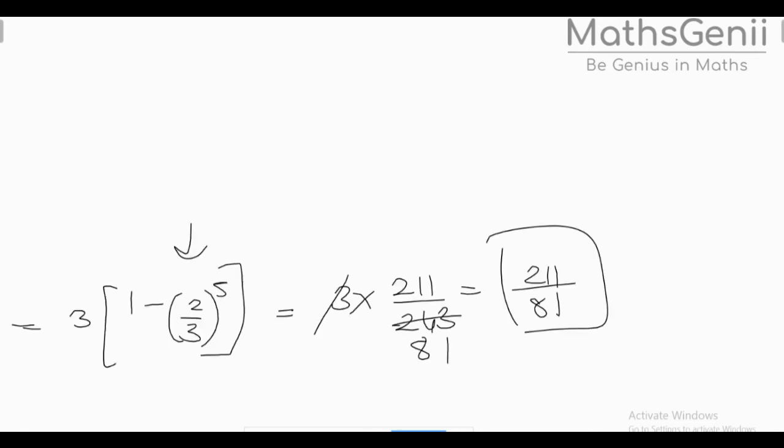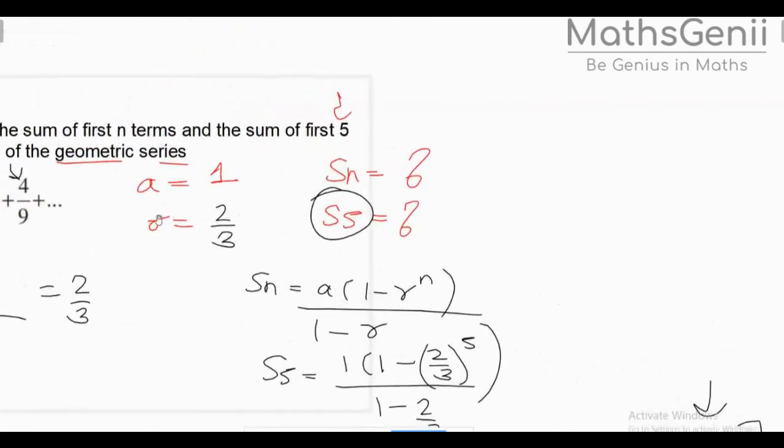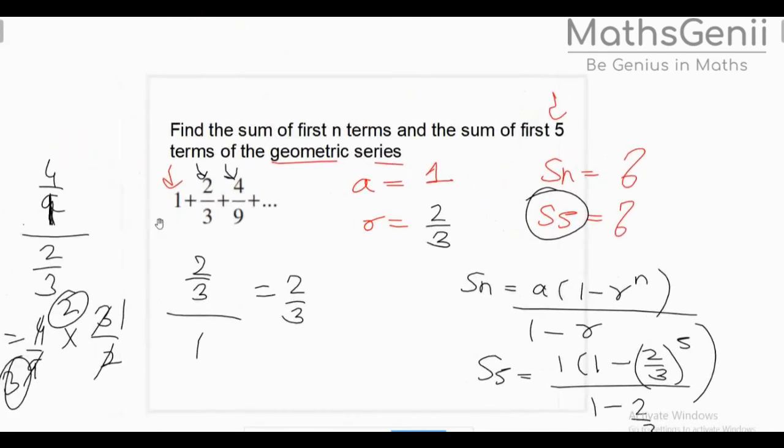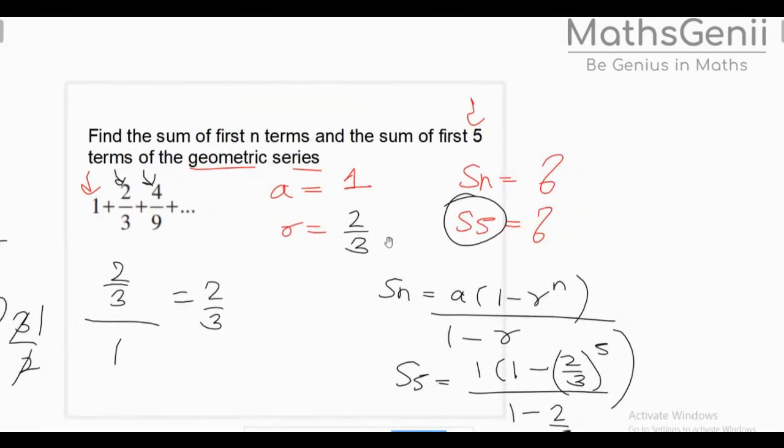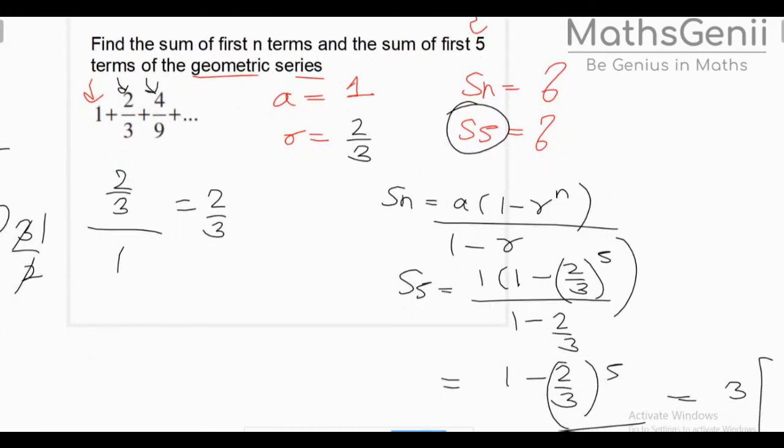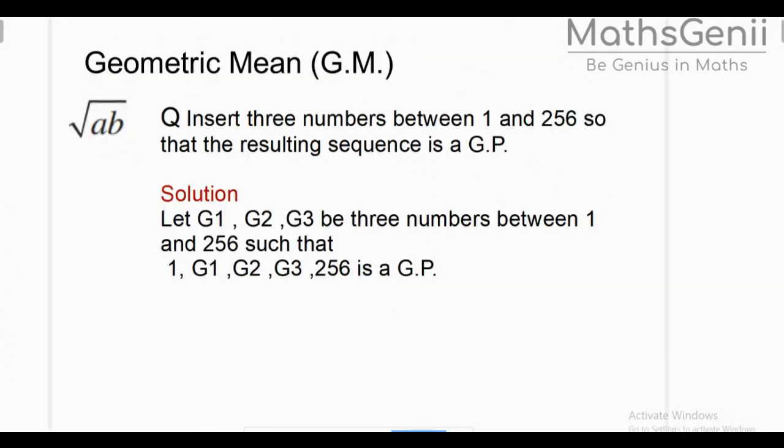In this question, only two things were important: to find what is A, to find what is the common ratio R, and the S5 formula. That's it. Okay, now let's move ahead. What is GM? GM is geometric mean. It is given by the formula root of AB.